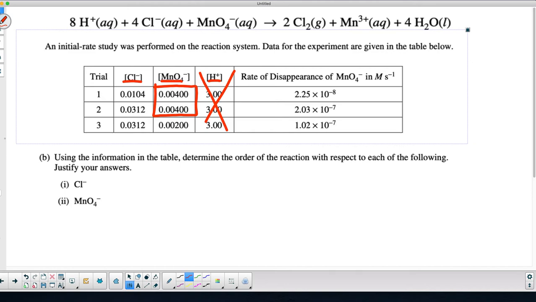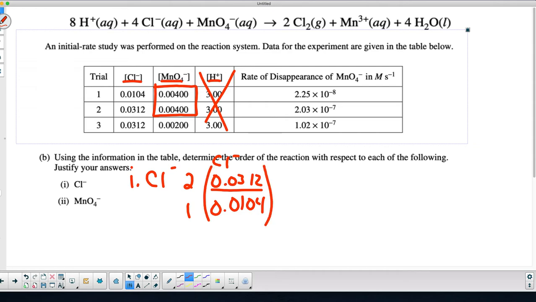And there's a difference in the rates then. So we're going to set this up for Cl minus. We're going to find out the order of Cl minus, and we're going to do that by looking at trials 1 and 2. I'm going to put 2 over 1. So trial 2, if I'm talking about the Cl minus, has 0.0312. We're going to divide that by the concentration in trial 1, 0.0104, like that. And then remember, we're looking for the order. So the order is the m, the small letter m, that is the variable in this case.